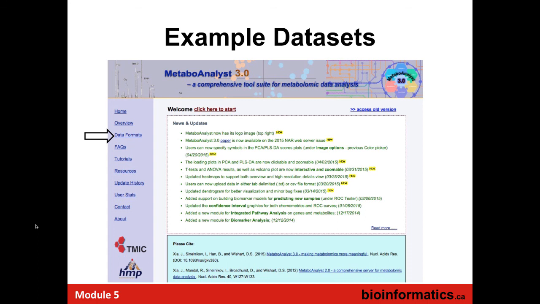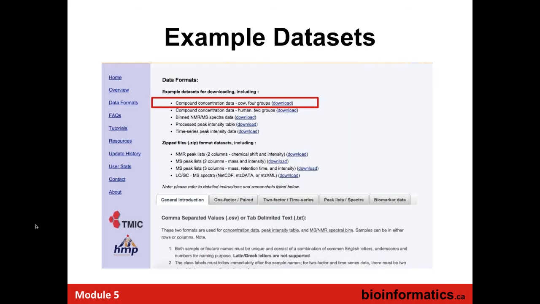On the side is a list of hyperlinks, which allows you to navigate through the system. So that's on the left with the arrow. Then Jeff keeps a steady update of what's new, what's been added, things that have changed, and then there's the citation information below it. So if you click on the data formats key, you'll see some example data sets.